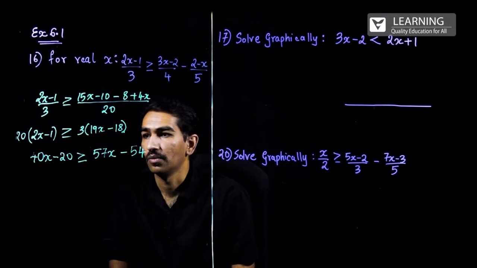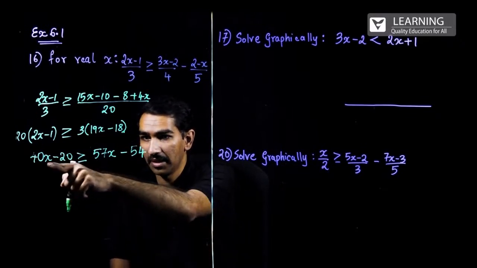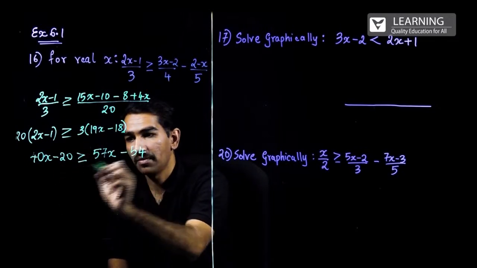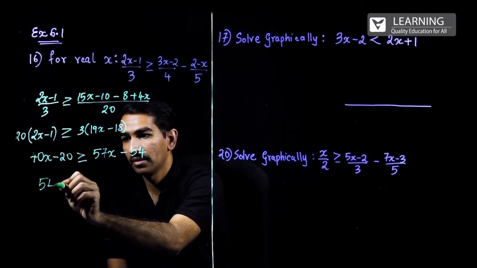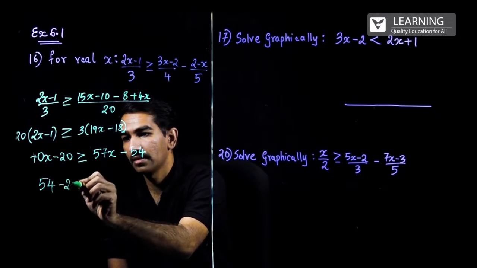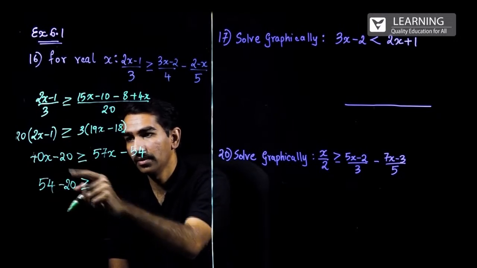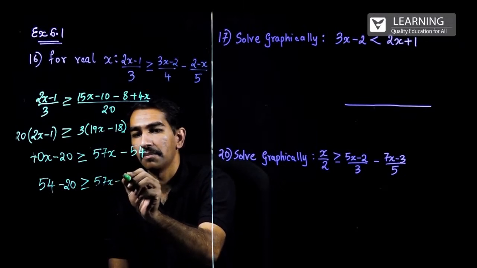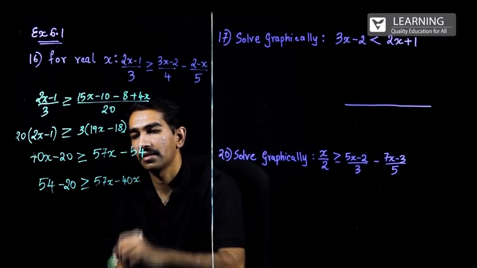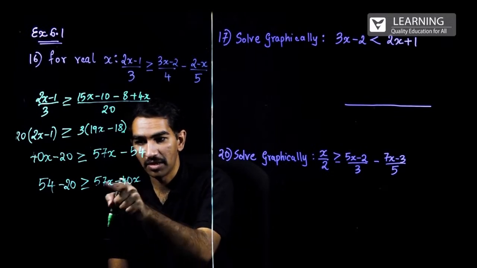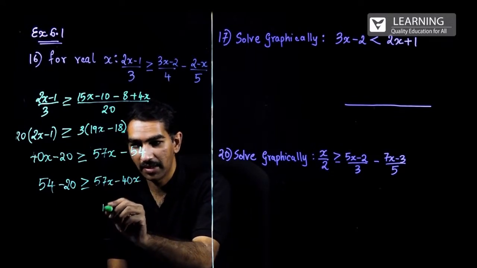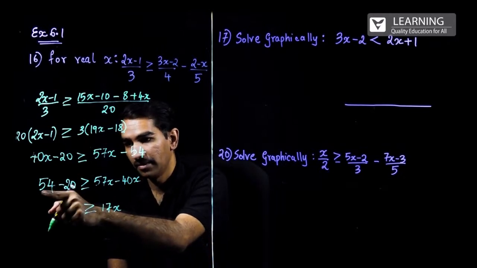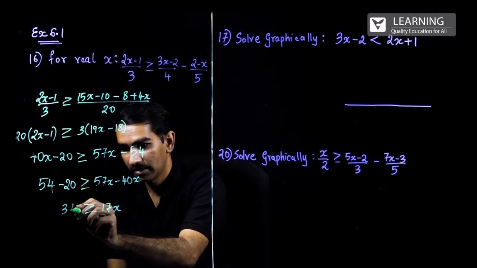Alright. So what we'll do next? Bring the 40x on this side. Send this 54 on that side, so minus 54 will become plus 54. Minus 20 will be as it is, greater than or equal to. 40 will become minus 40. 57x will be as it is, minus 40x. Now what do we write here, students? 57 minus 40 is nothing but 17x. This is lesser than or equal to 54 minus 20 is 34.